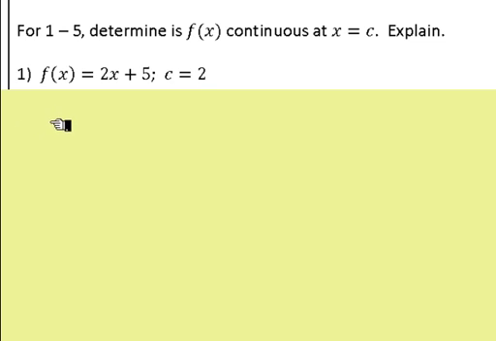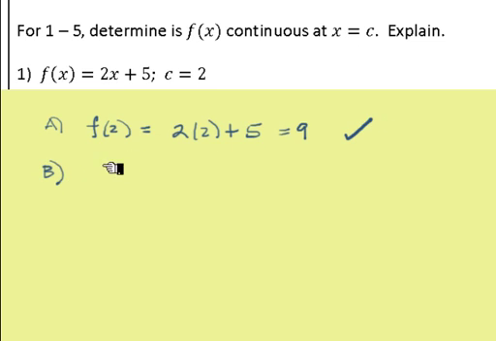First, we're checking A. A is, does f of c exist? Well, f of 2 is equal to 9. So it exists. That's no problem. B says, does the limit exist? So the limit as x goes to 2 of 2x plus 5. This is a polynomial, so we take the limit just by substituting in. We're going to get the same thing that we got in the line above.